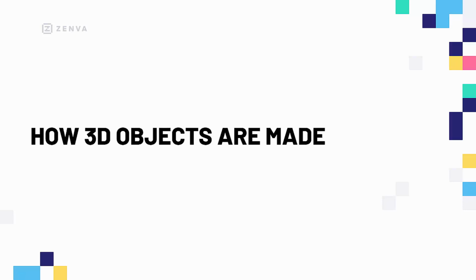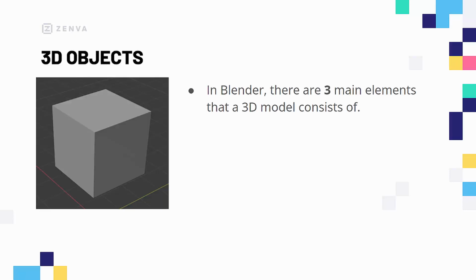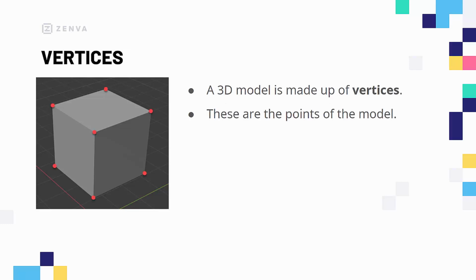Hey everyone, in this lesson we are going to be looking at how 3D objects are made. So in Blender there are three main elements that a 3D model consists of, okay? And we're going to go through each of them and see how they work and how they can then be utilized. So the first one is the simplest one, and that is vertices.